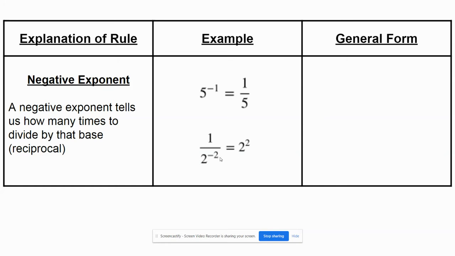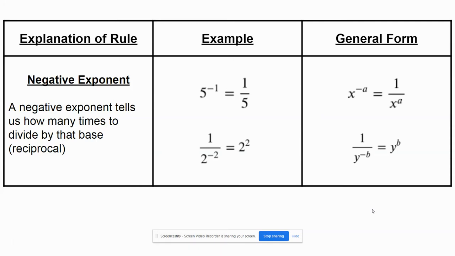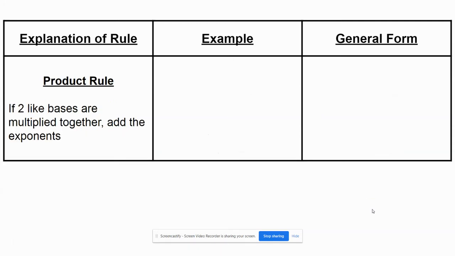Now, this will only apply to the thing itself that has a negative exponent. And you'll see what I mean by that later on. So here's my general form. Anything to the power of a negative number goes to the opposite part of the fraction. And if at any point in time you need to pause the video to jot down the examples, you're more than welcome to do so.